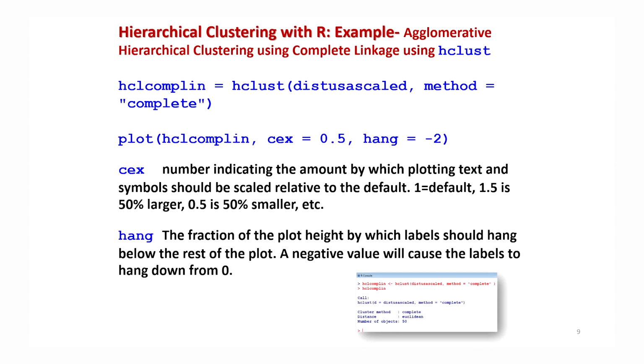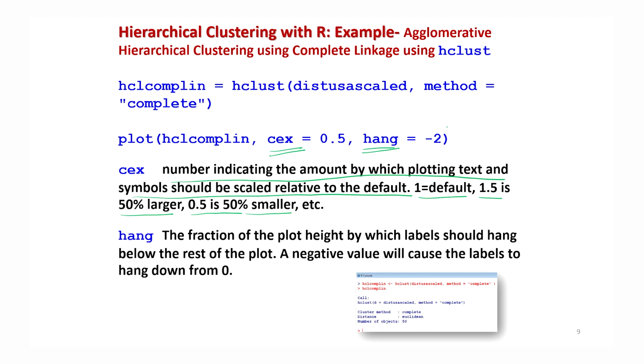Well, in the plot command I have two arguments, cex and hang. This cex is a number indicating the amount by which plotting text and symbols should be scaled relative to the default. 1 is the default, 1.5 is 50% larger, 0.5 is 50% smaller, and so on. I would suggest that you experiment with the same data set by giving different values of cex.